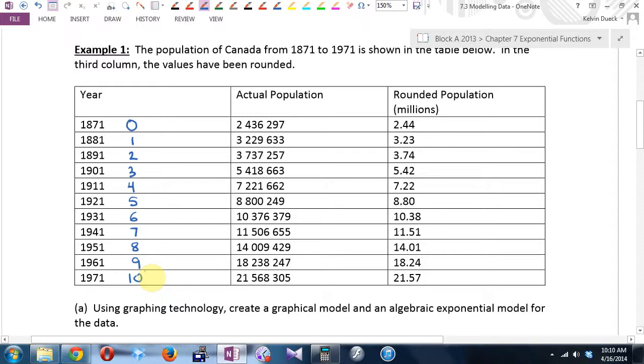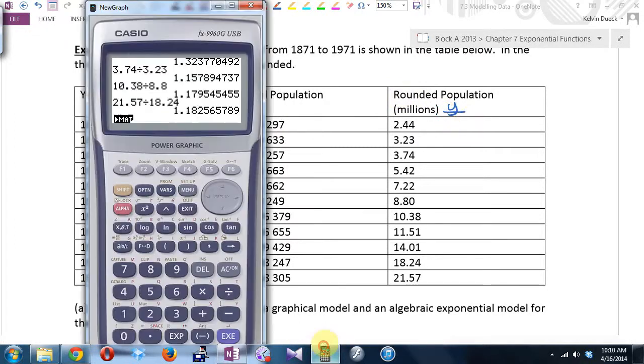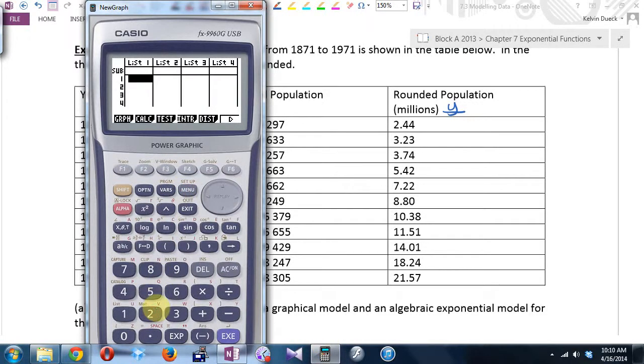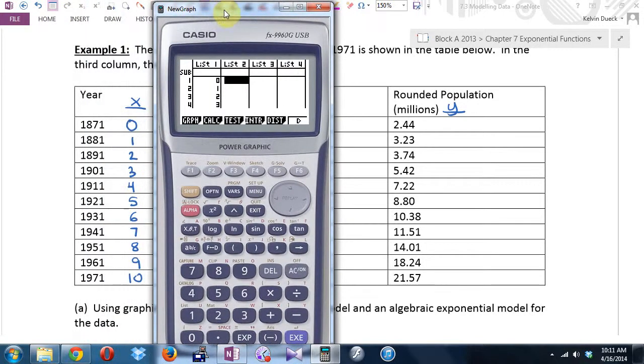And so what I'm going to type in my stat menu is this as my x value, and I'm going to type this column as my y value. I'm just going to get an answer in millions. So I'm going to get out my calculator, menu, stat, clear any tables that you have there. The left-hand column is going to be 0, 1, 2, 3, 4, 5, 7, 8, 9, 10. The right-hand column is going to be, really careful when you're typing, 2.44.